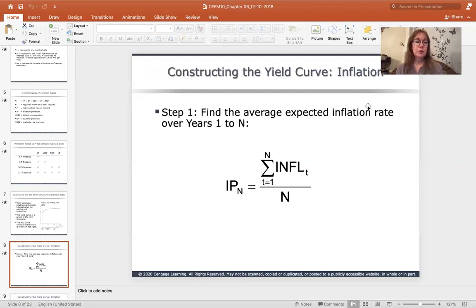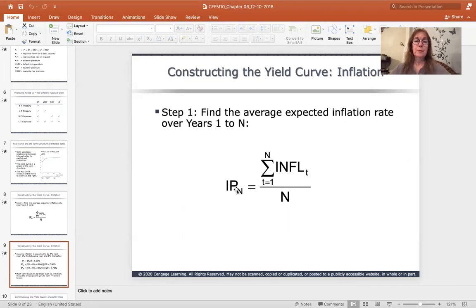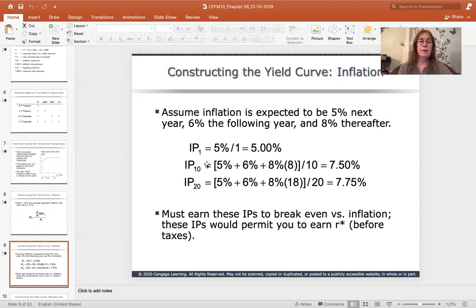Okay, so now we're going to do some of these calculations. They're pretty simple. This is just explaining how we calculate the inflation premium. All they're saying here is that it's the average inflation. So you're going to add up all the inflation rates that are given, divide by N, and that gives you the inflation premium. Here's an example. Assume that inflation is expected to be 5% next year, 6% the following year, and 8% thereafter. What would the inflation premium be on a 1-year bond?